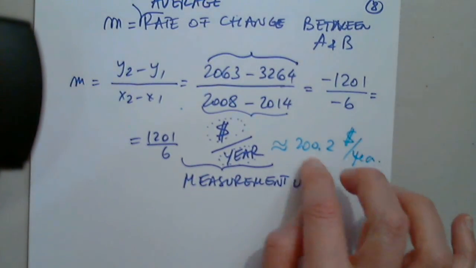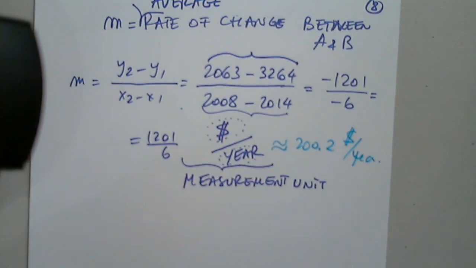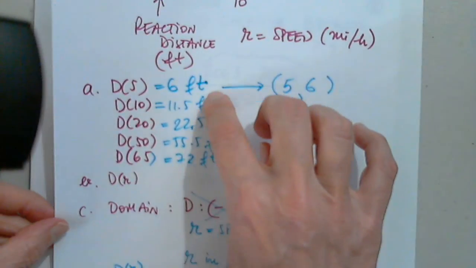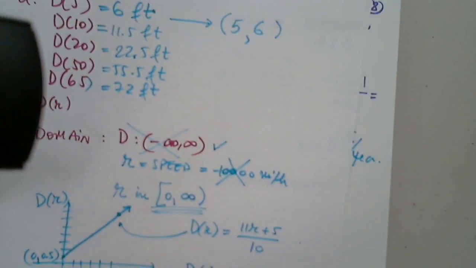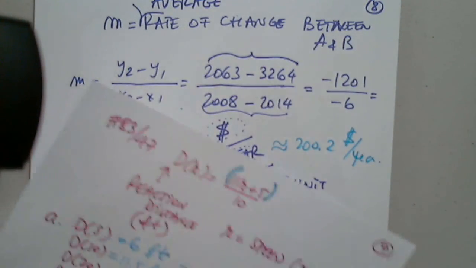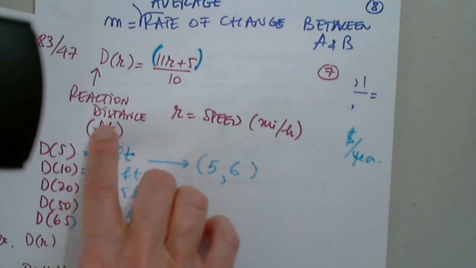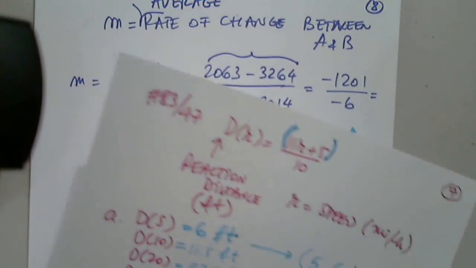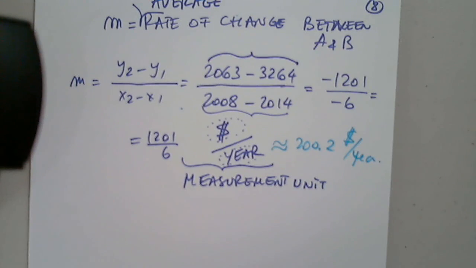So please remember, this is extremely important. The measurement unit for anything that is not abstract, like what we had here, I have to write feet. And the speed in miles per hour and reaction time in feet. Always copy those so you don't forget the measurement unit. And this was 76 on 46.